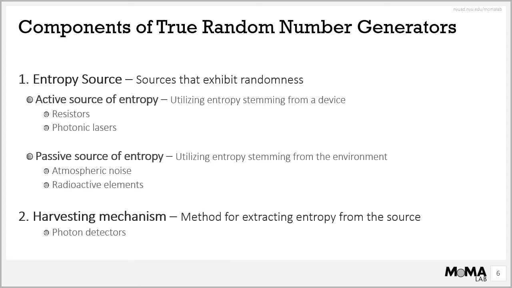Active sources range from resistors to photonic lasers and oscillators, while passive sources are considered concepts available in the environment that can be measured, and this can be atmospheric noise and radioactive elements. The second component is the harvesting mechanism, and it's the component that is utilized to extract the entropy from its source. In this case, one example that we can mention is the photon detectors, which are used to capture photons.